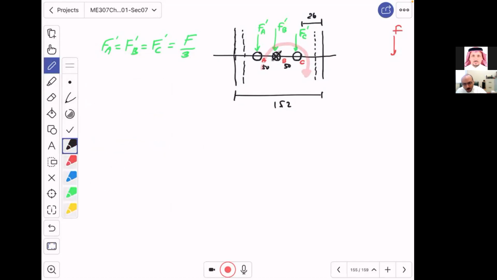Now, that bolt will be lucky because it is on the centroid. Because logically, the moment is now rotating around that point. So that has no shear forces, no secondary shear forces. But C will suffer from a secondary shear F double prime C, and it is downward because this is the sense of the rotation, while A is going to have one, which is upward. So this is F double prime A.